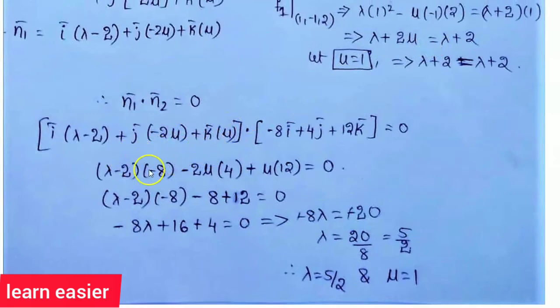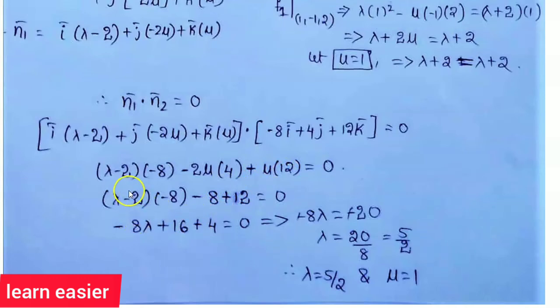So we have to substitute the mu value in this equation. So let's solve. Lambda minus 2 into minus 8, minus 2 mu into 4, plus mu into 12. After the dot product we get this equation. So here lambda minus 2 into minus 8, and minus 2 mu into 4, and here mu into 12. Now we have to substitute mu equal to 1. So we get lambda minus 2 into minus 8, minus 8, because mu is equal to 1, 2 into 1 is 2, 2 into 4 is 8. So finally we get minus 8, and here mu equal to 1, so 1 into 12, 12.